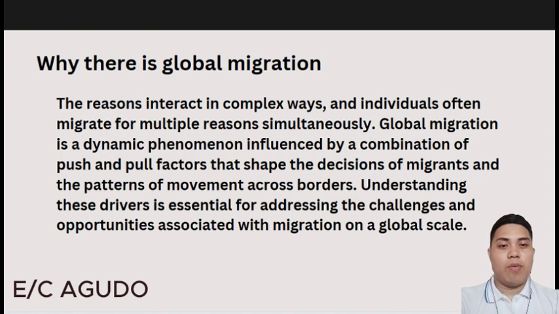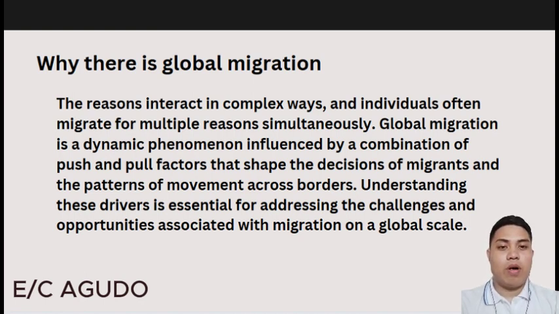Why is there global migration? Global migration is driven by a complex interplay of factors, both positive and negative. People migrate in search of better economic opportunities, education, and safety. They may also be forced to leave their home due to conflict, persecution, or environmental factors like climate change.